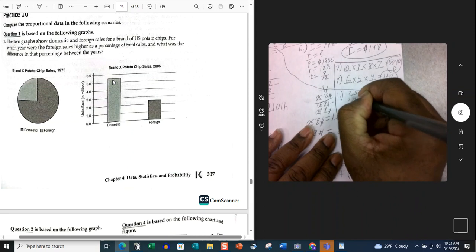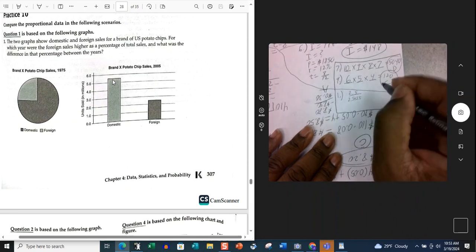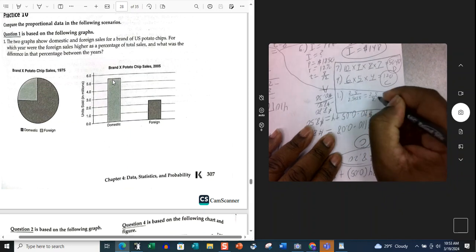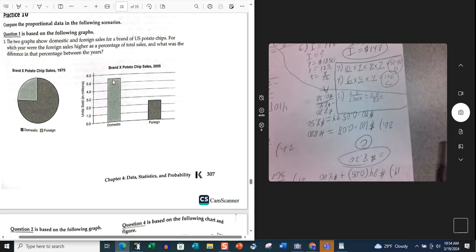2.5 plus 5.5 will be in your denominator. So this will give us 2.5 over 8.0. So now we would convert this to a percent.